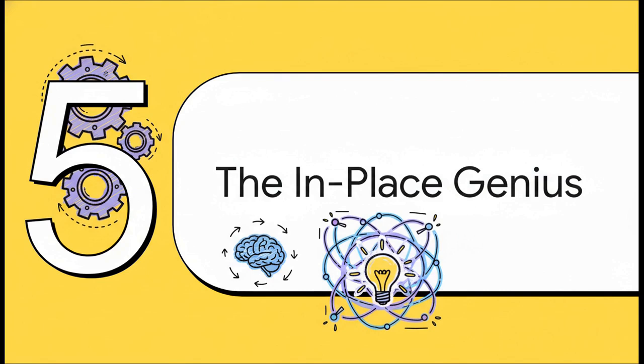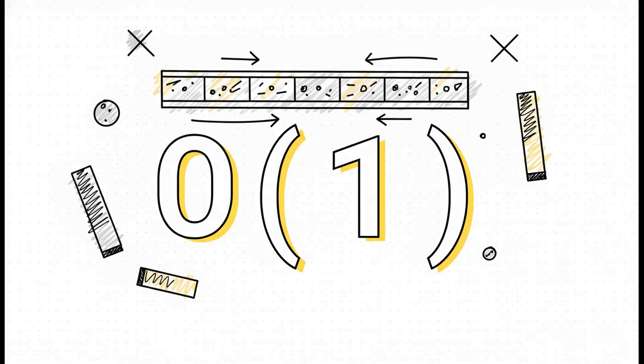This is what people mean when they talk about in-place genius. I mean, the real magic trick here is that O of one space complexity. We didn't build any new lists, no hash maps, no extra data structures at all. Everything we did happened right inside the original array. We just manipulated it in this really clever way.